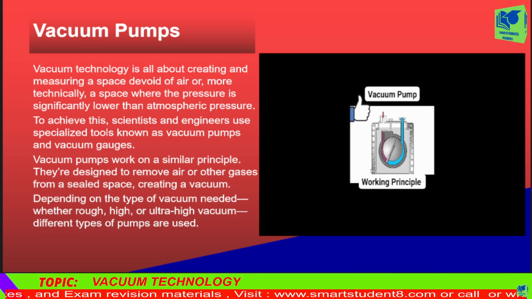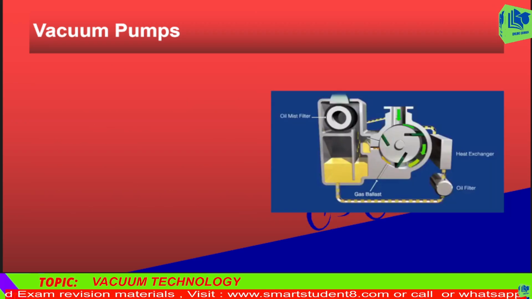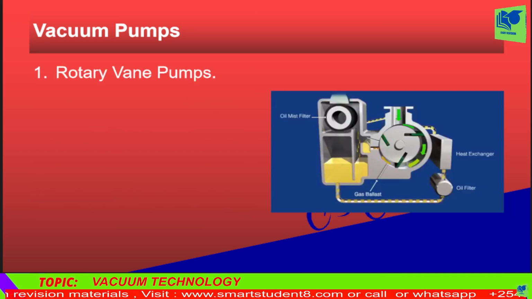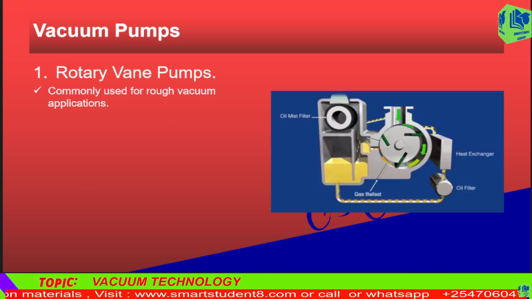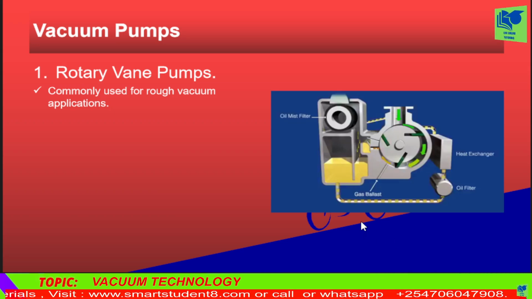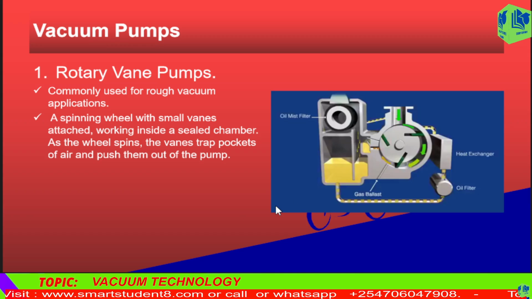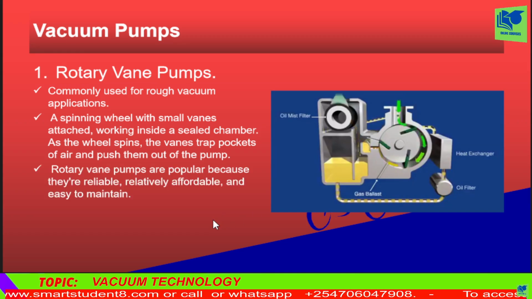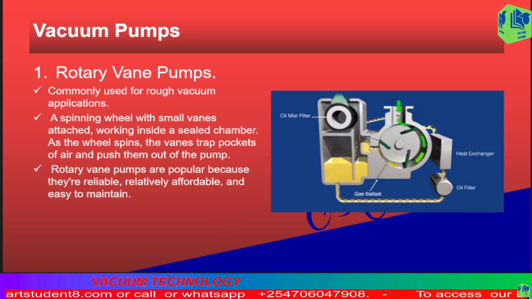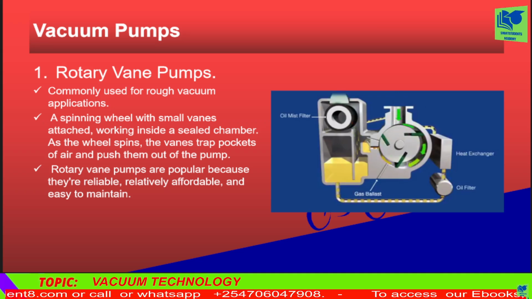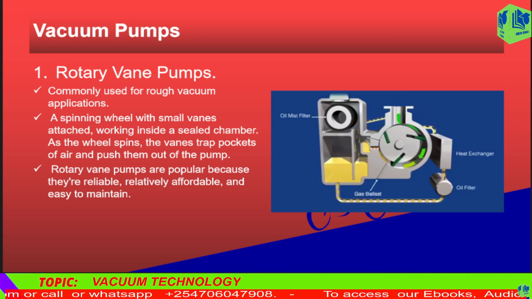First up, we have rotary vane pumps. These are the workhorses of the vacuum world and are commonly used for rough vacuum applications. Picture a spinning wheel with small vanes attached, working inside a sealed chamber. As the wheel spins, the vanes trap pockets of air and push them out of the pump. It's like a revolving door for air molecules.